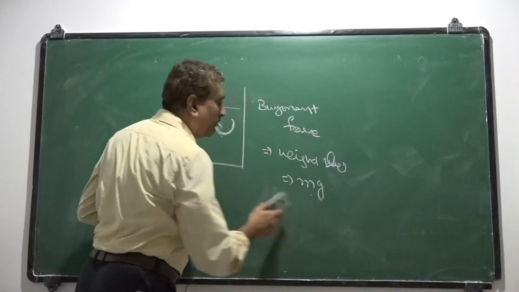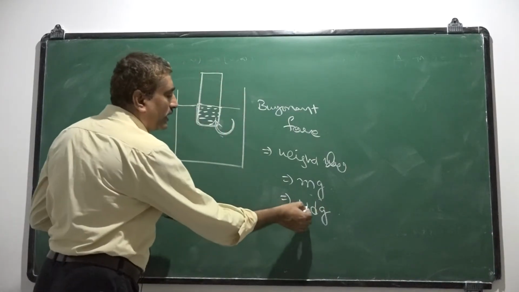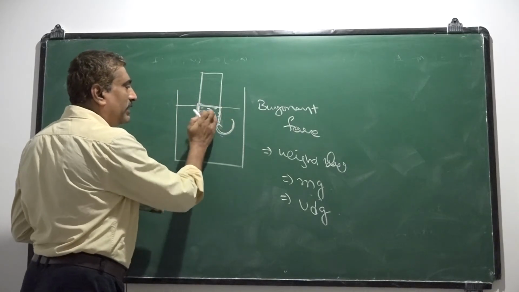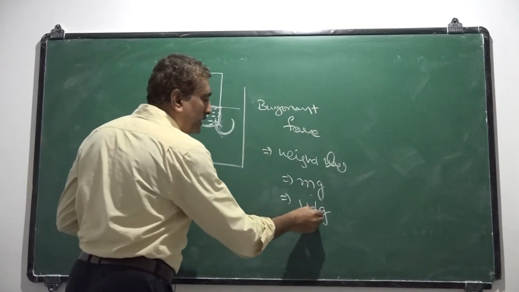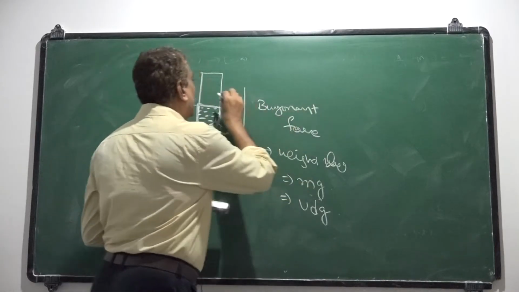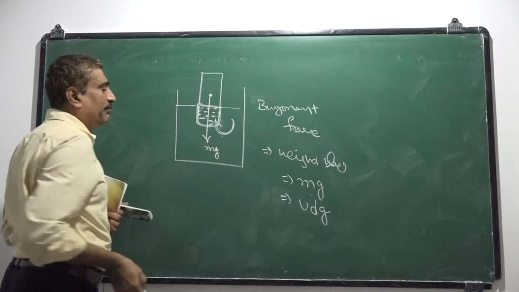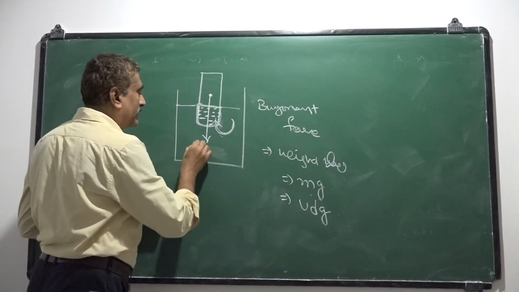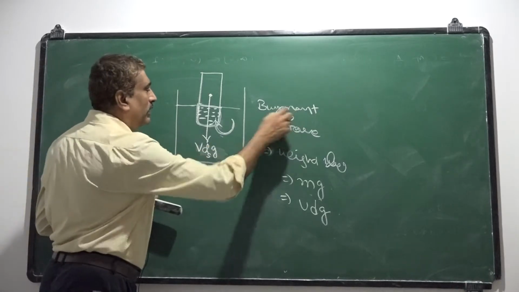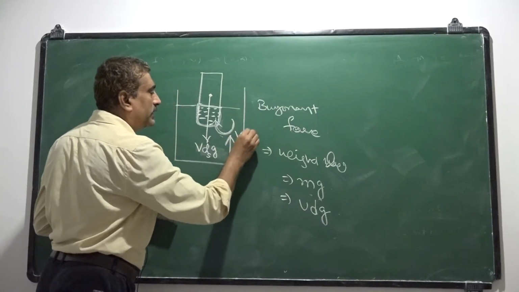So this can be written as volume into density into g. Here the volume is the same for the solid and the liquid, because the same amount of volume is displaced by the solid. Volume is the same, density is different. The solid body's weight acts downwards, mg, which we can write as V d solid into g. The buoyant force acts upwards, which is equal to V, the same V, but with the density of the liquid, into g.